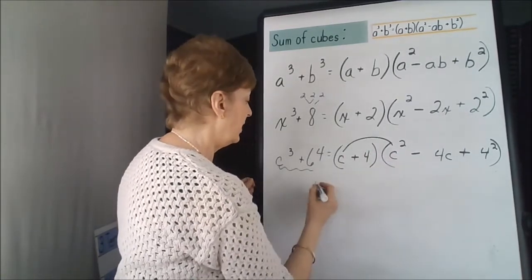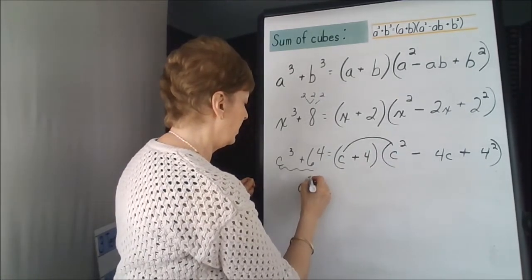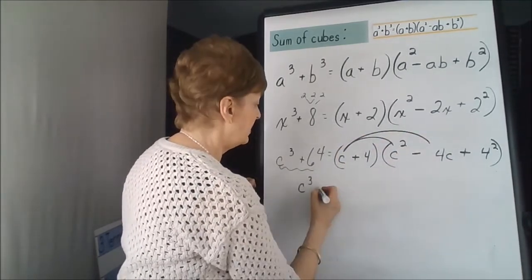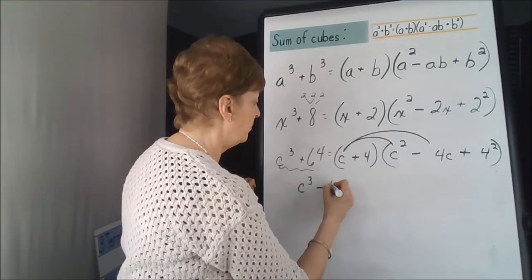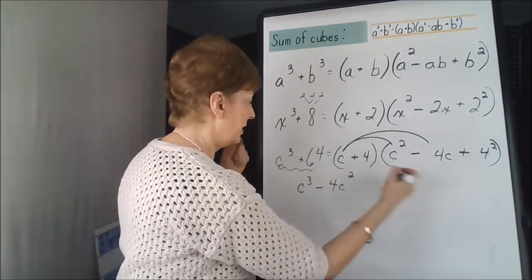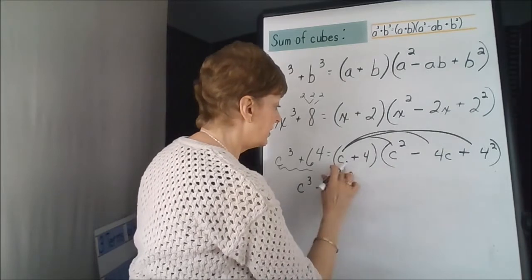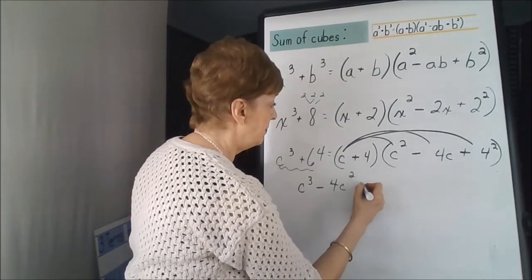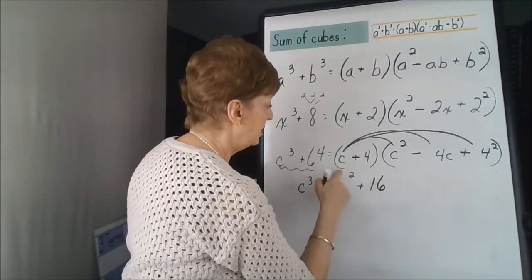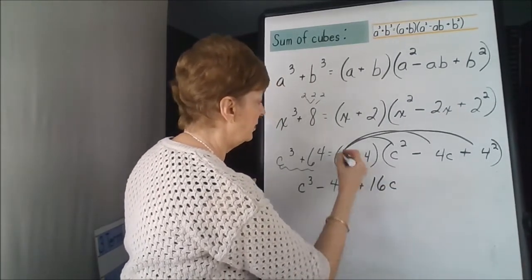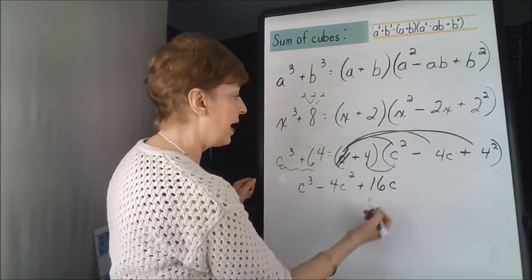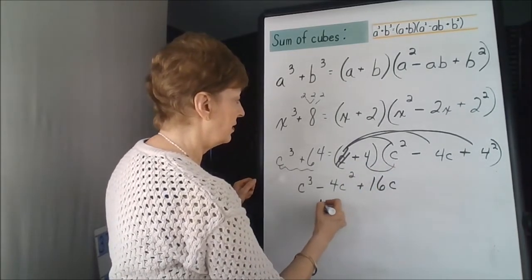C times c squared is c cubed. A positive times a negative is a negative 4c squared. Here's a c and here's a c. A positive times a positive is a positive. 4 times 4 is 16c. We're done. Under. A positive times a positive is a positive.